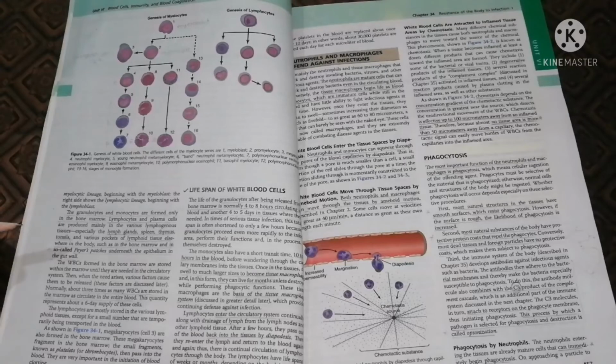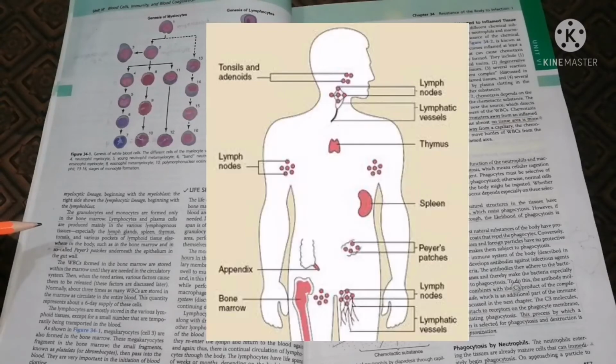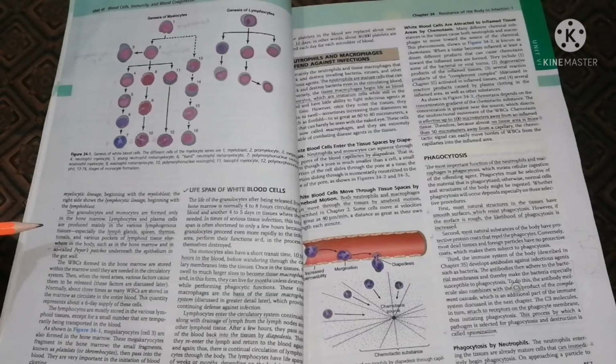The granulocytes and the monocytes are produced only in the bone marrow, while the lymphocytes and their plasma cells are produced in the different lymphoid tissues like the spleen, thymus, the tonsils, Peyer's patches, and the small intestine.